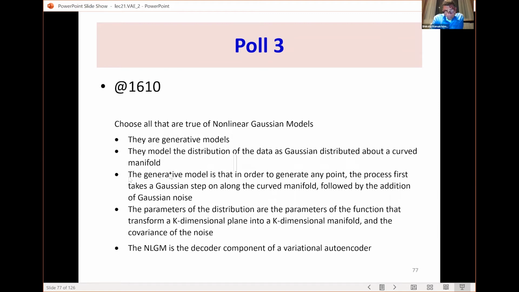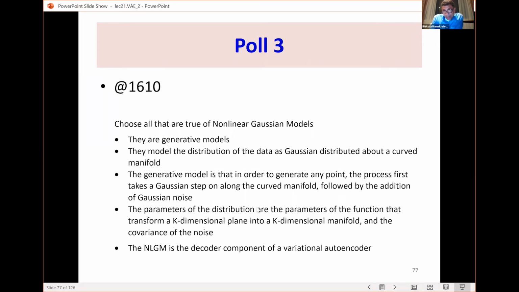What about the third one? True, right? The generative model is that in order to generate any point, the process first, again, this is not strictly true, takes a random Gaussian input and transforms it. So it's the equivalent of taking a Gaussian step along the curved manifold, followed by addition of Gaussian noise. And what is the fourth one?